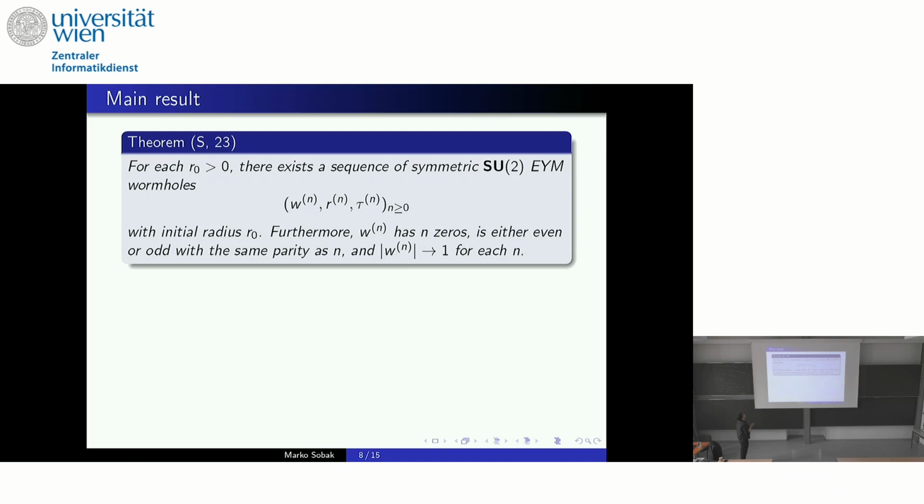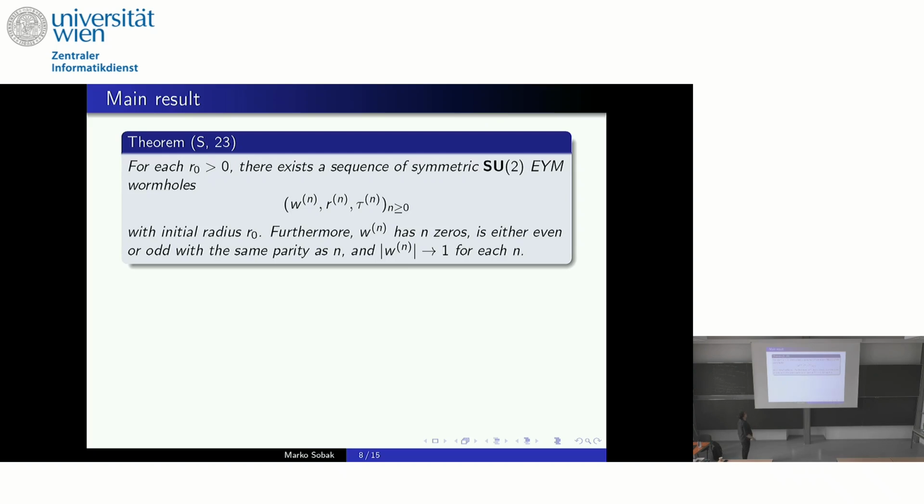And okay, this sequence is then labeled by the number of zeros of your Yang-Mills potential Wn, and this Wn is then either even or odd, depending on whether n is even or odd. And furthermore, you can also show that the absolute value of W tends to 1 for each n. So here I take the limit in the rho direction, not in n.